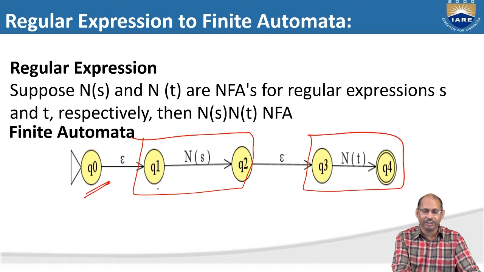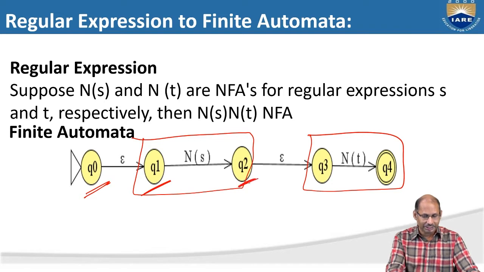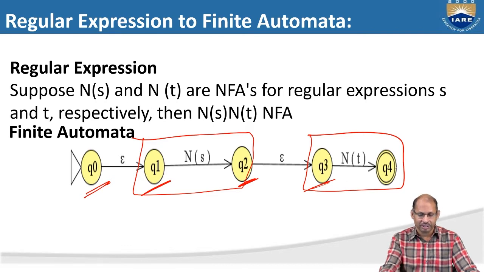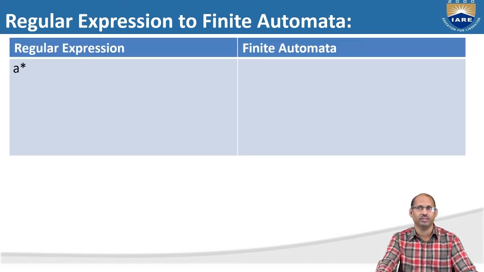So initial state connected to the initial state of the first finite automata, then final state of the first finite automata to initial state of the second finite automata, then this final state of the second one considered as a final state of the concatenation of both the finite automata, right? Q4 is the final state of both N of S and N of T. Okay.